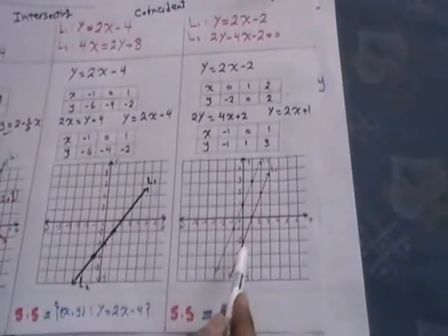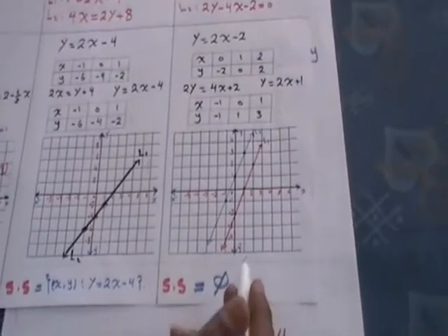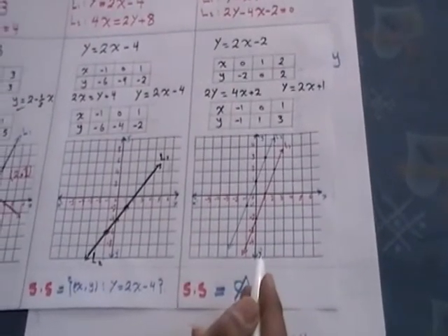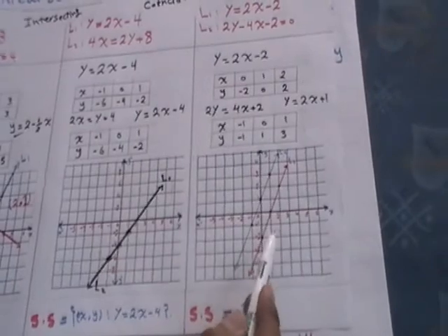In this example, you will have no solutions because you don't have any intersection point between them. So the number of solutions in the first is 1, the number of solutions in the second is infinite, and the number of solutions in the third is 0. So we can say that.